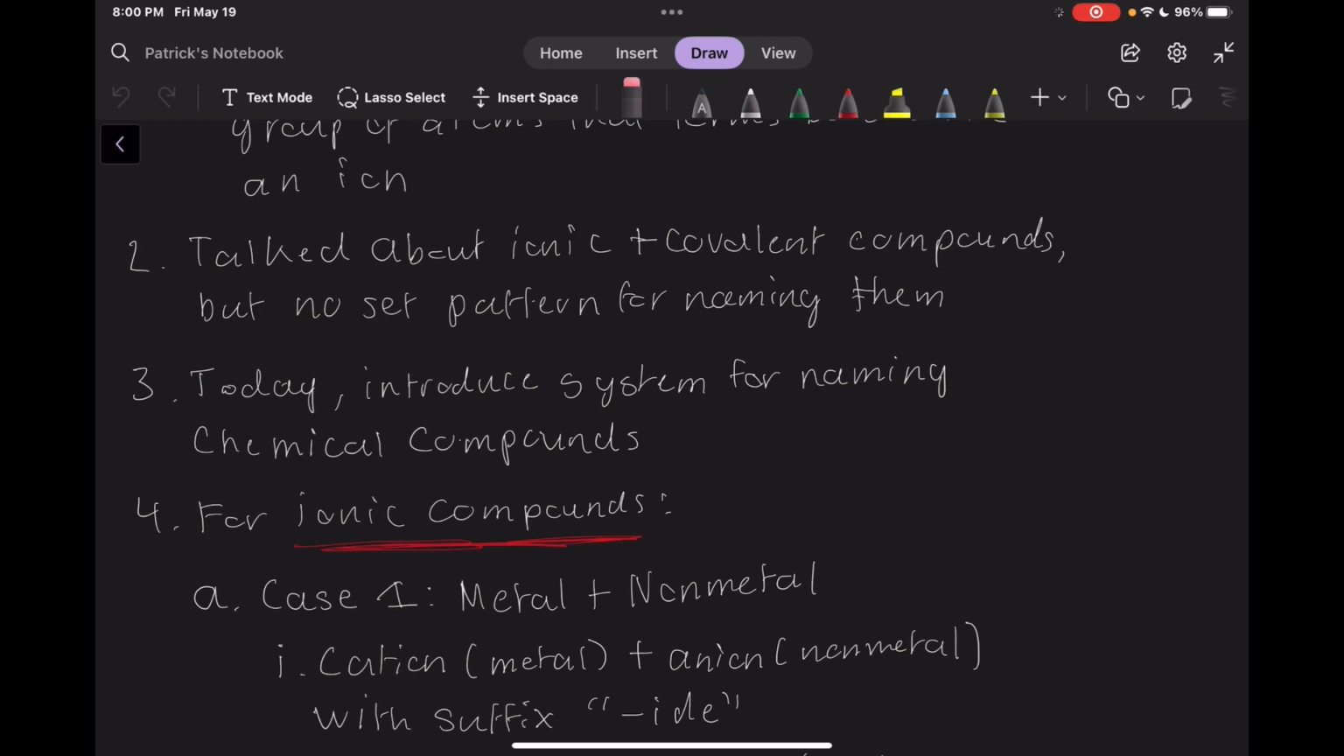We've spent quite some time discussing ionic and covalent compounds, but it might have been noticed that we haven't yet put forward a system for naming them. For example, why is sodium chloride called sodium chloride? Why is lithium nitrate called lithium nitrate? Those are the questions we're trying to answer today.